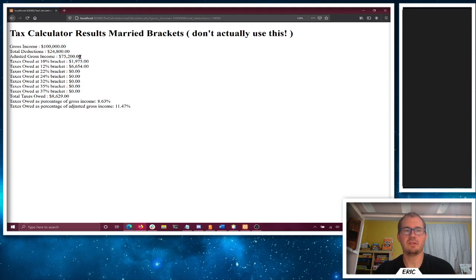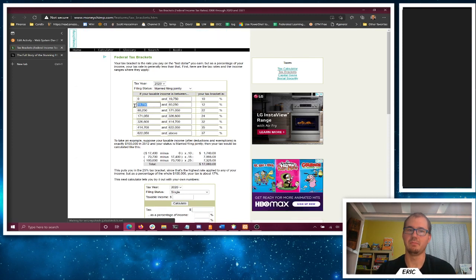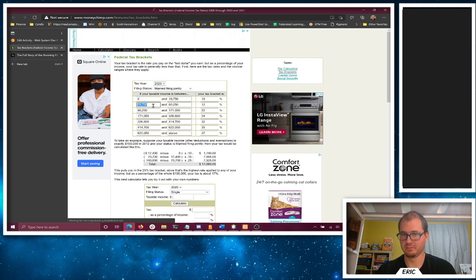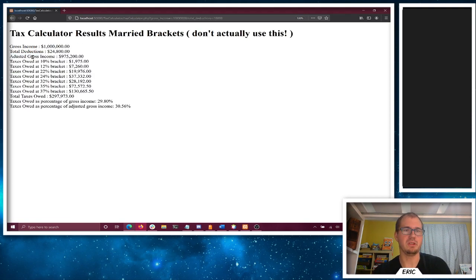Then the next amount, right, my total here is only 75, does not get above this one here. So I'm paying 12% of the money above this here. Okay, and then I owe nothing at the higher brackets. So we'll go back, and then let's stick another 0 in here. We'll go up to $1 million, and then we'll see it populates all of the brackets here.